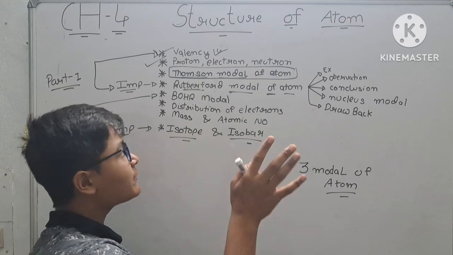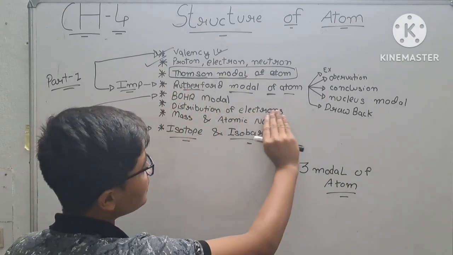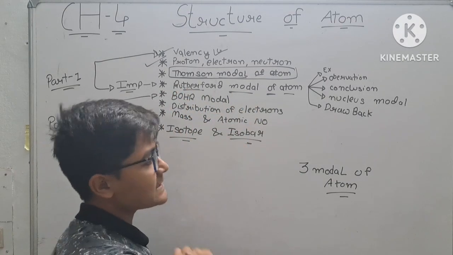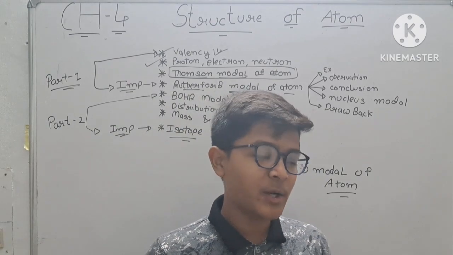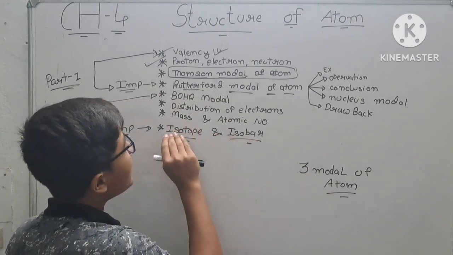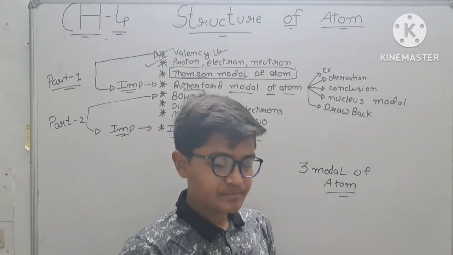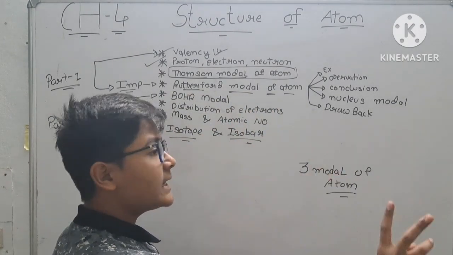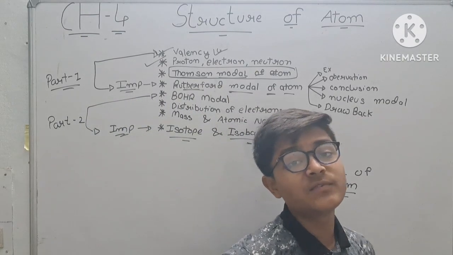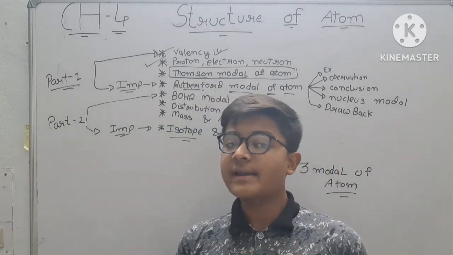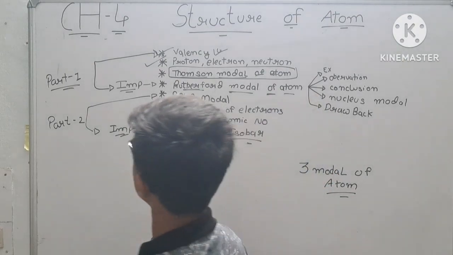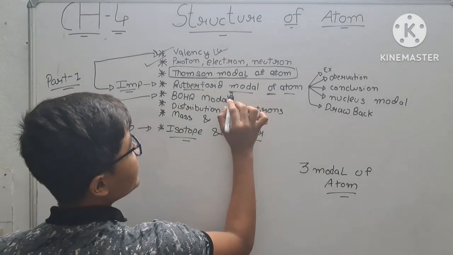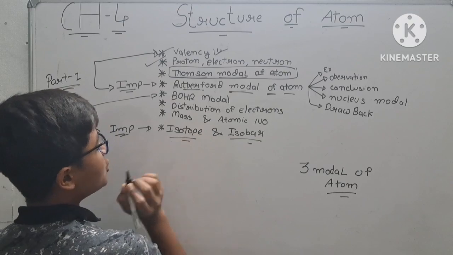And in part 2, we will do Bohr's model, distribution of electron, mass and atomic number, atomic mass and atomic number. Then we will do isotopes and isobars. Okay. So in this chapter there are 2 main topics that are asked in board as well as in your 9th final and midterm exam. Which are they? Rutherford model of an atom, okay, and isotopes and isobars.